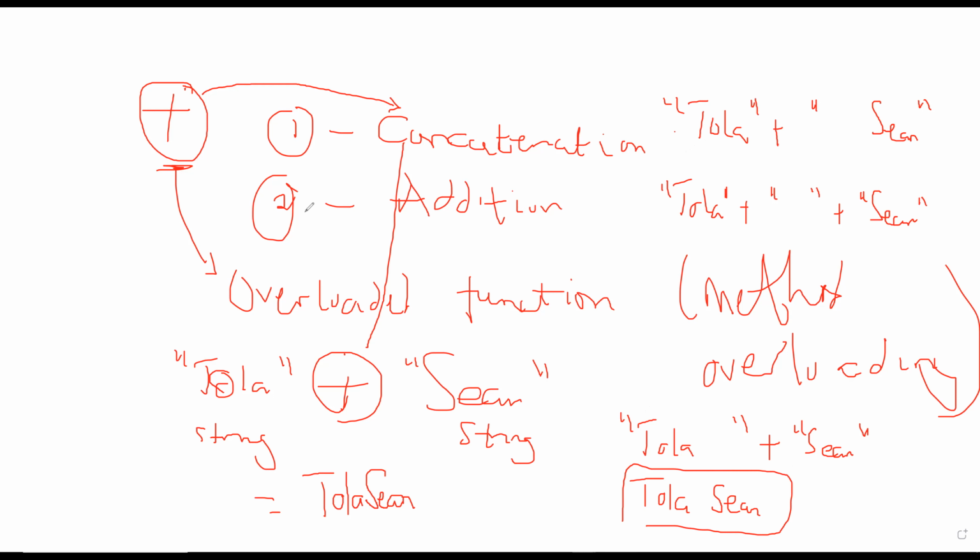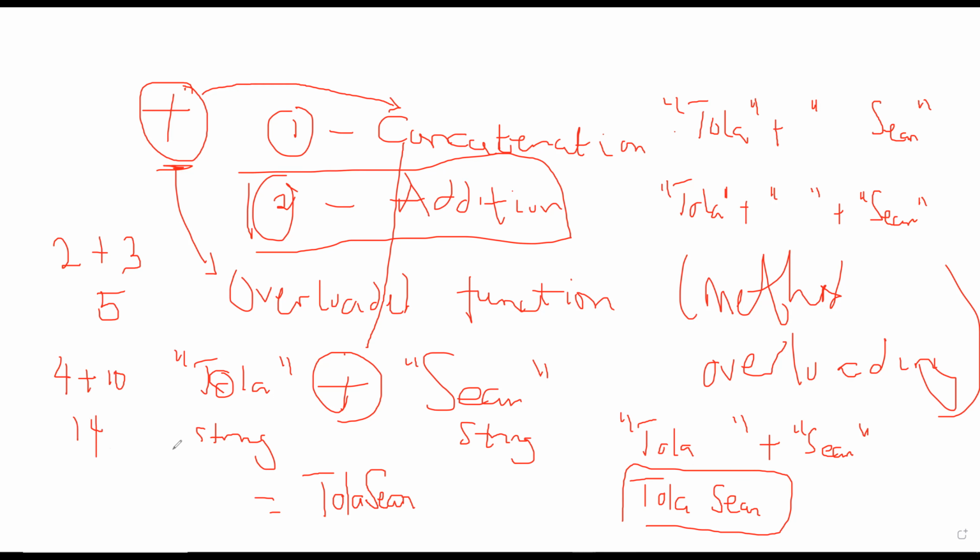No question. The second function is very straightforward, and this is done with two numbers. If I have 2 plus 3, this will evaluate to 5. If I have 4 plus 10, this will evaluate to 14. But if I have 4 plus Sean here, it will try to add this with this, but once it sees that it cannot do that summation, it will concatenate the two together. Let's quickly demonstrate this operator before we close for today.